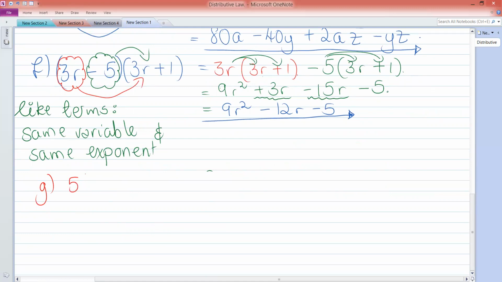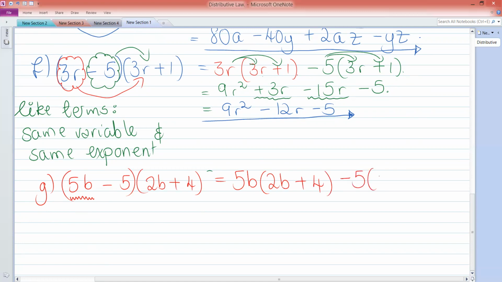Now we have 5b minus 5 into 2b plus 4. Let's see what we're going to get here. Again, we're going to take the first term. The first term is 5b, right? And we're going to multiply it into the second bracket, which is 2b plus 4. Minus 5 into 2b plus 4.